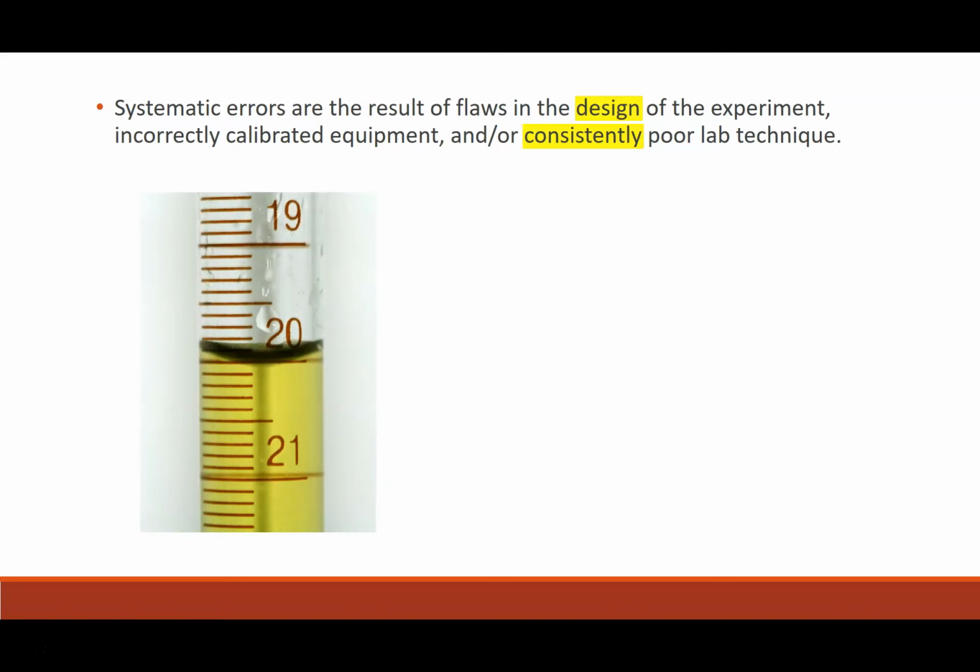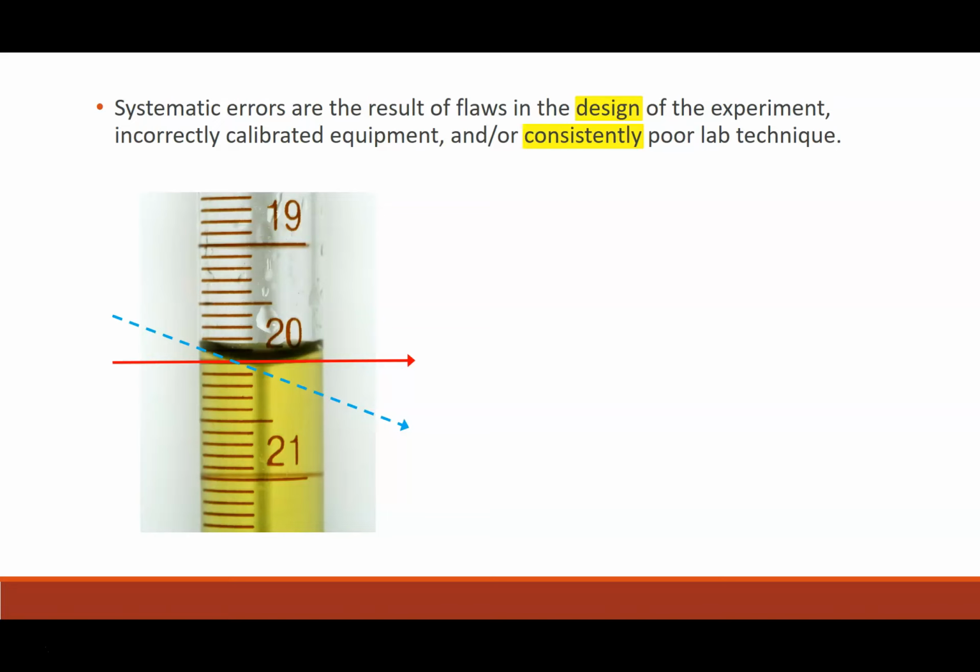If you read the meniscus in this burette correctly, meaning at eye level, the volume you should record is 20.00 cubic centimeters. But if you look at the meniscus from above, you'll get a volume that is greater than 20.00. It'll be around 20.60 cubic centimeters. If this is done consistently, then you'll have a systematic error in the volume measurements, with the recorded measurement always being larger than the true value.